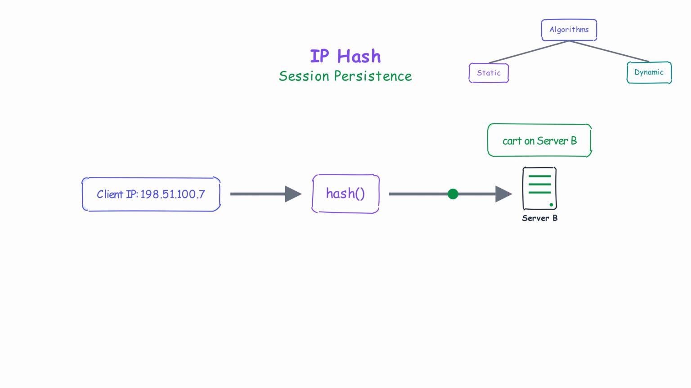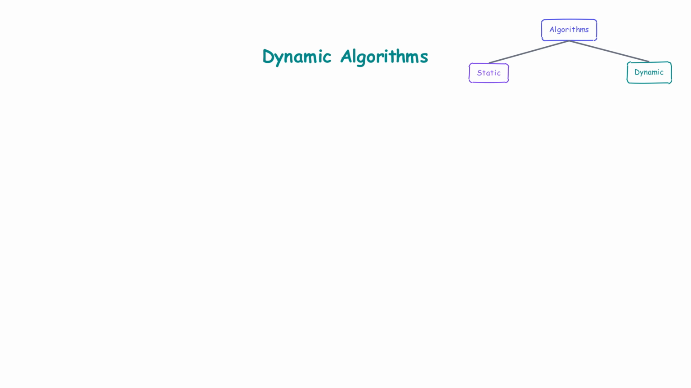If a user is halfway through an e-commerce checkout and has a shopping cart active on server B, you want every subsequent click to land on server B so they don't lose their data. IP hash ensures that as long as your IP doesn't change, you always land on the exact same server. Now let's look at dynamic algorithms.